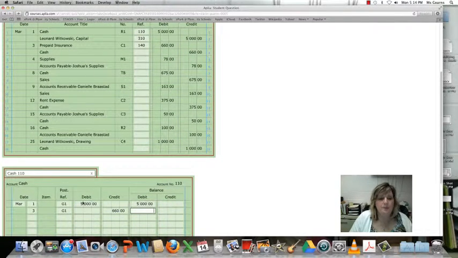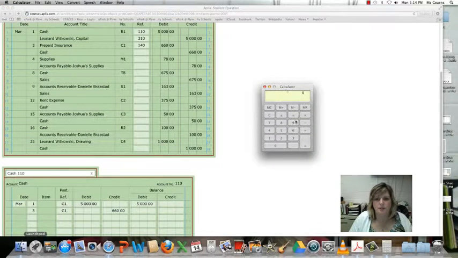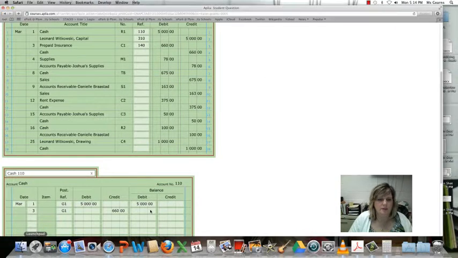So, because I have a debit here and a credit here, I need to subtract my $660 from my $5,000. So what I'm going to do is take $5,000 minus $660, and I end up with $4,340, and that's what I'm going to put here in my debit balance. I take my 110 and I put it up here, and I am done posting this entry to the general ledger.